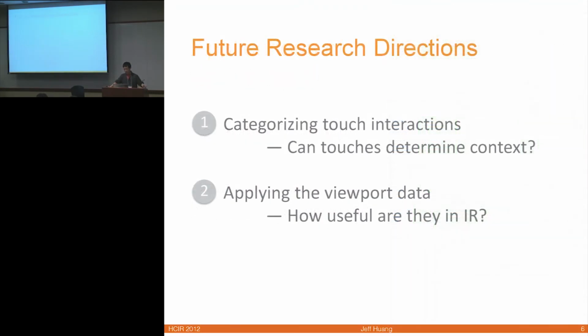I just wanted to propose a few research directions in this area. One is, can we categorize touch interactions? We could look at the different ways people touch the mobile device and determine context, like are they maybe lying down while they're using the device? Maybe we can use that in addition to just looking at the viewport.